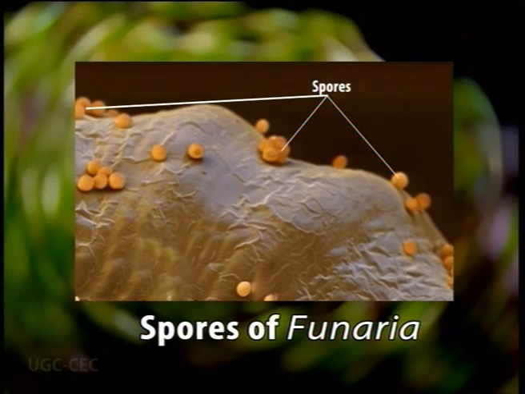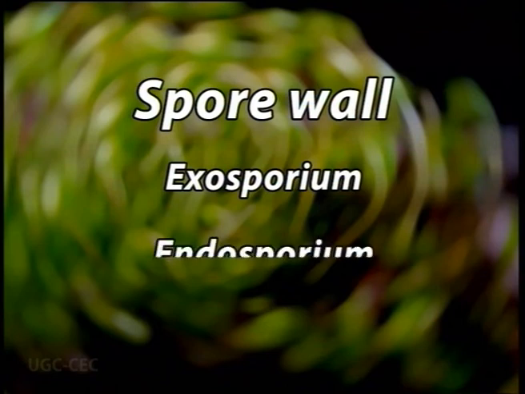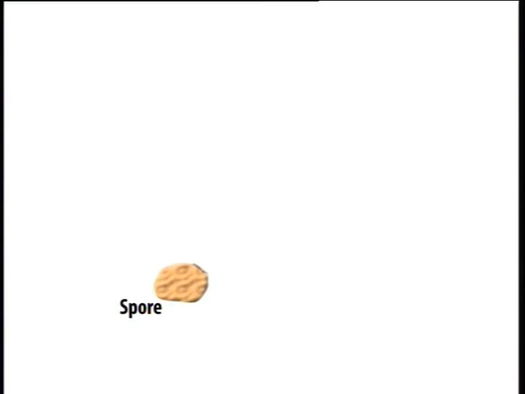The spores of Funaria are 12 to 20 microns in diameter and represent the first cells of the gametophytic generation. The spore wall consists of 2 layers, the outer smooth and brown colored exosporium and the inner colorless endosporium. The spore germinates under favorable conditions. It soon forms a long filamentous protonema. The protonema shows apical growth and forms 2 types of branches, the chloronemal branches and the rhizoidal branches.